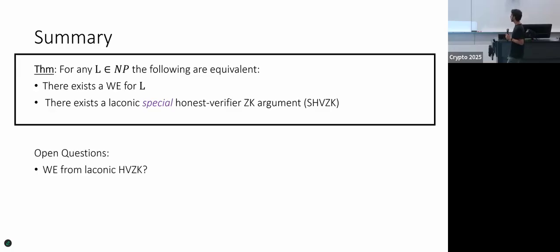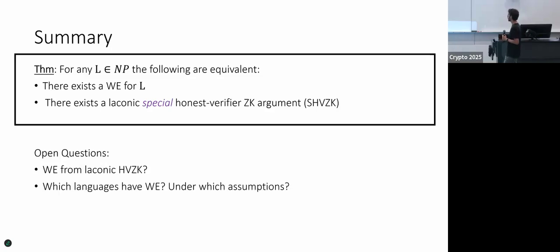Open questions then. Maybe we don't need the special zero knowledge. Maybe we can do it from laconic honest verifier zero knowledge, or actually maybe we can do it from any laconic proof system or argument system. This is one open question. And the second is which languages have witness encryption and under which assumptions.